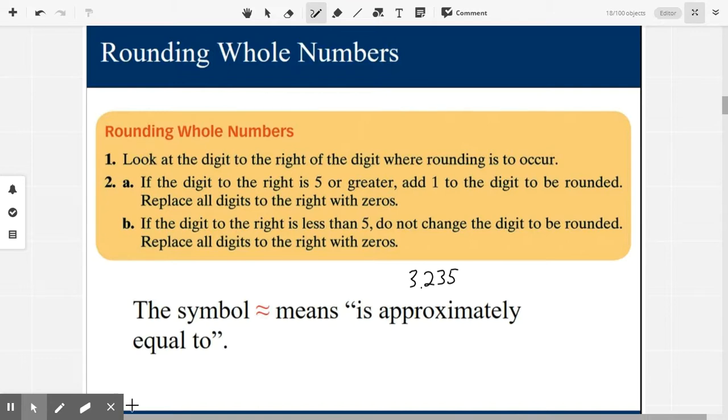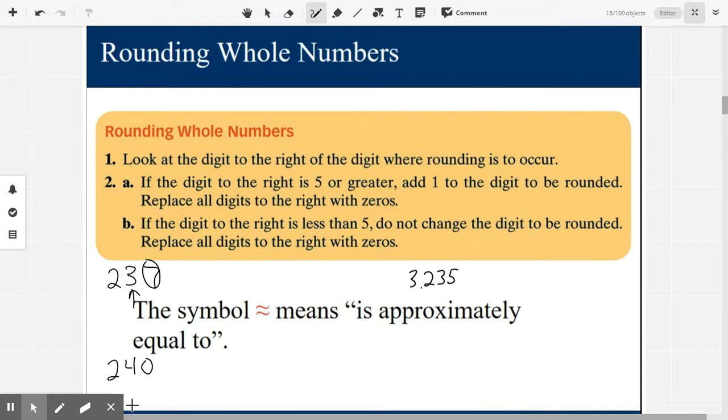So if we had the number 237 and we wanted to round to the tens, since I'm rounding this number, I'll look to this number here. If it is 5 or greater, add 1 to the digit we're rounding. We're rounding the digit 3. So that is greater than 5. So I would add 1 to that digit, make it a 4. And then anything else to the right of that turns to a 0.